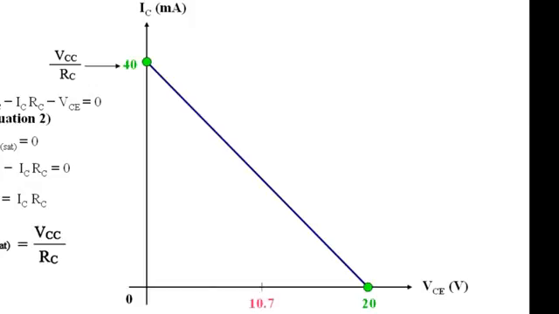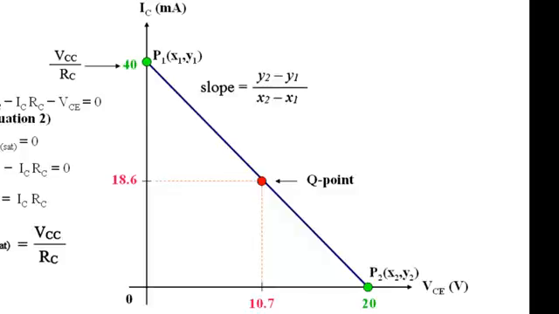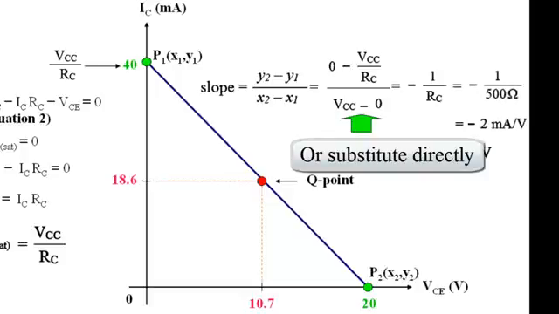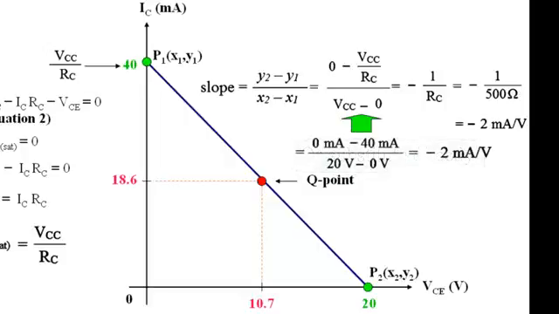To plot the Q point, we have to locate VCE, which equals 10.7 volts, and IC, which equals 18.6 milliamperes. And this is the Q point. Let's define the saturation point as point 1 and the cutoff point as point 2. To calculate the slope of this line, we use this mathematical formula. We can directly find the slope by substituting above, and the result is minus 2 milliamperes over volts.